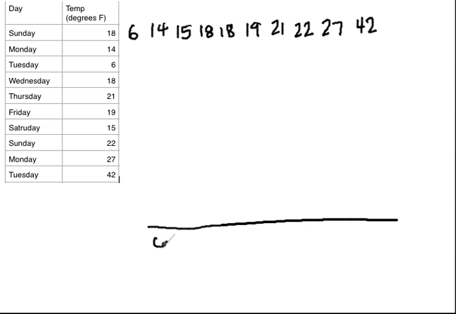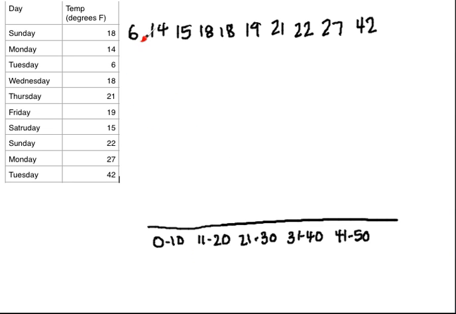Okay, so I'm going to go from 0 to 10, 11 to 20, 21 to 30, 31 to 40, and 41 to 50. And really all we're going to do is we're going to put dots above these intervals to show how many times those numbers appear in our data set.